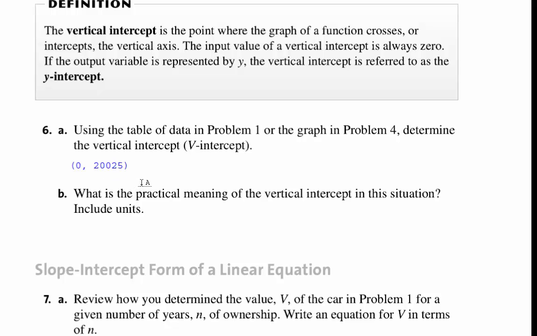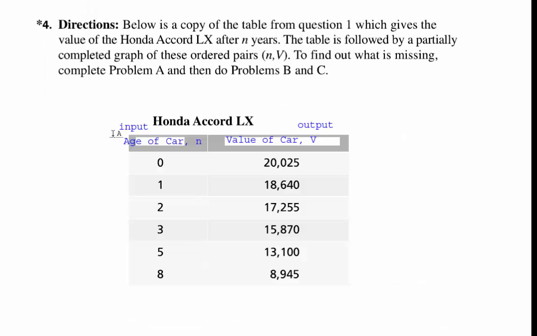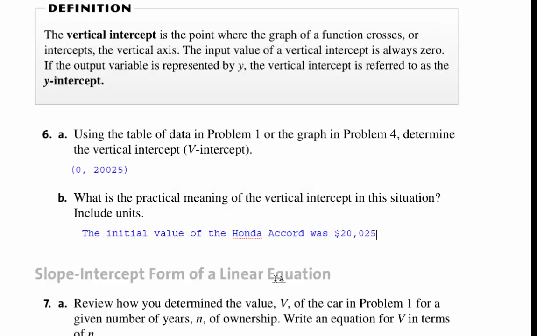The next question asks, what's the practical meaning of the vertical intercept in this situation? Include the units. So remember, for this problem, the input represents the age of the car, and the output represented the value of the car. Right, here's the input, and here was the output. So if the input is 0, that means the car is a brand new car. So a brand new car has a value of $20,025. And I'll just type my answer in below.